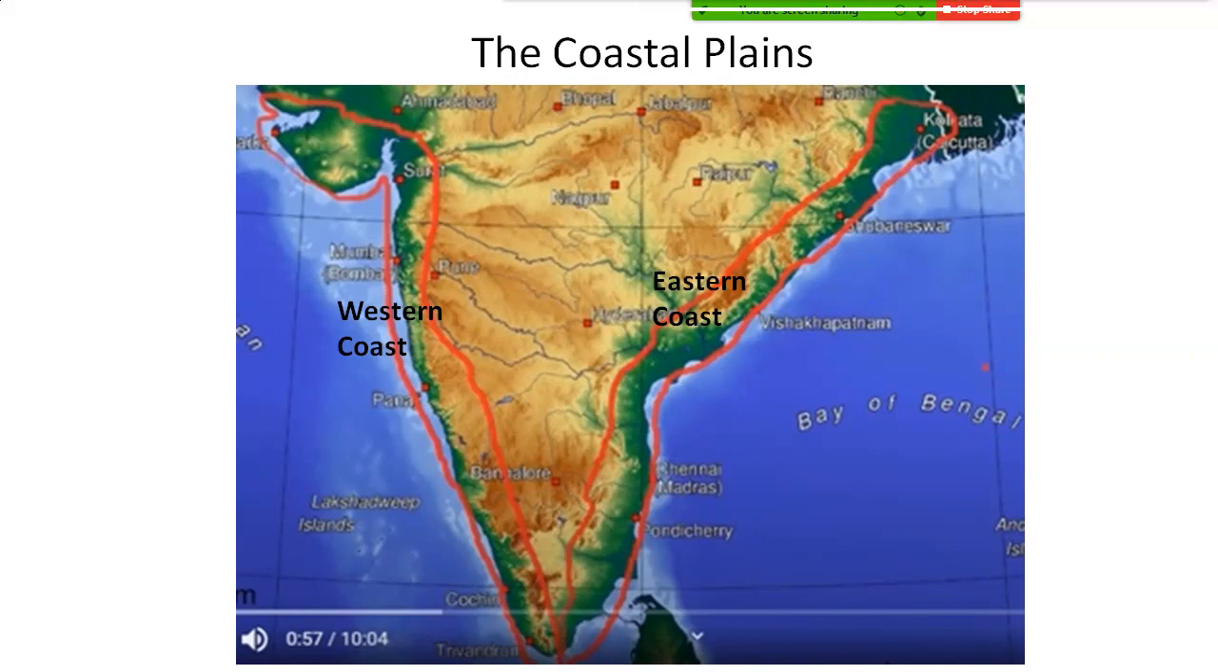The eastern coast has a very gentle slope because it has been formed because of the deposits brought down by the rivers that flow through this region.